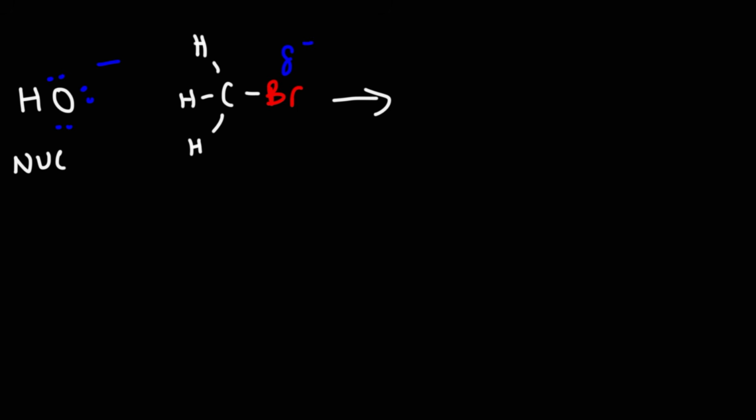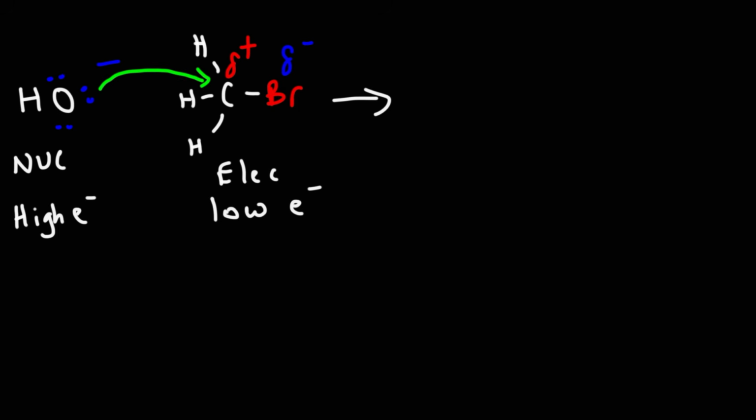The bromine is partially negative. Carbon is partially positive with respect to bromine. So hydroxide is going to be attracted to the nucleus of the carbon atom. And that makes it nucleophilic. It makes the carbon atom electrophilic. So we're going to draw the arrow from a region of high electron density to a region of low electron density. So we could say hydroxide has a lot of electrons. It has a negative charge. The carbon with the partial positive charge, that's a region of low electron density. So the arrow is going to flow from hydroxide to carbon.